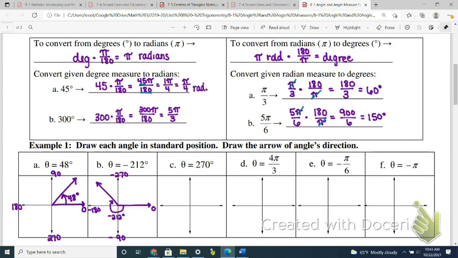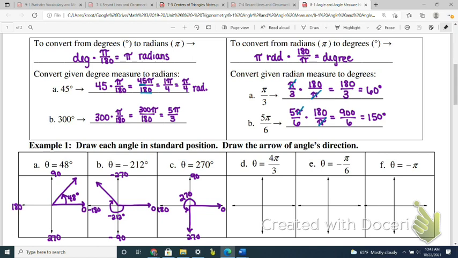Next, 270. So this is going counterclockwise. I start at 0, I draw my line straight down at 270, draw my arrow going all the way around. And it's very important that you draw the arrow showing which way, because that could be a negative 90 degree angle or a positive 270. Without the arrow, I don't know which way you're going.